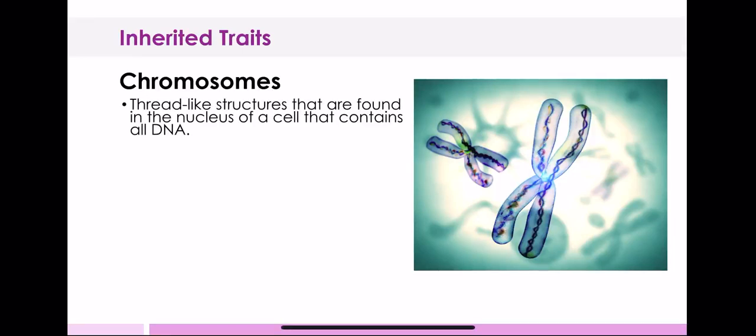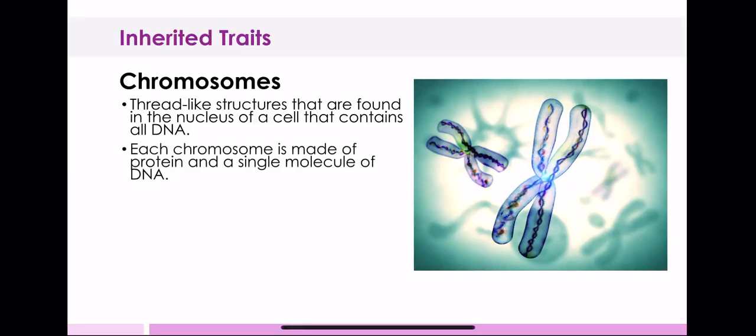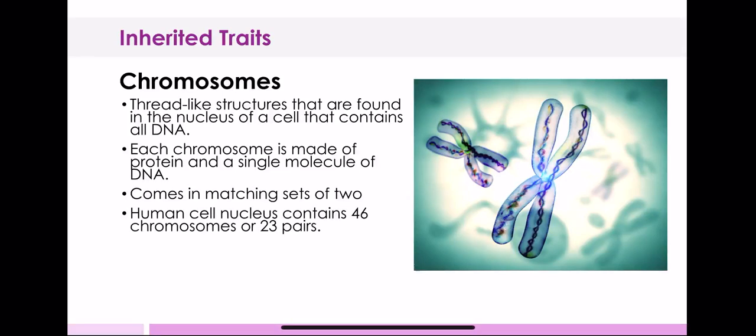Chromosomes. All right, chromosomes appear as thread-like structures that are found in the nucleus of a cell, and they contain all the DNA. Each chromosome is made of protein and a single molecule of DNA. They come in matching sets of two. You have to have two chromosomes in order for everything to go as planned. Human cell nuclei contain 46 chromosomes, or 23 pairs. That's what makes us human: 46 chromosomes, 23 pairs.